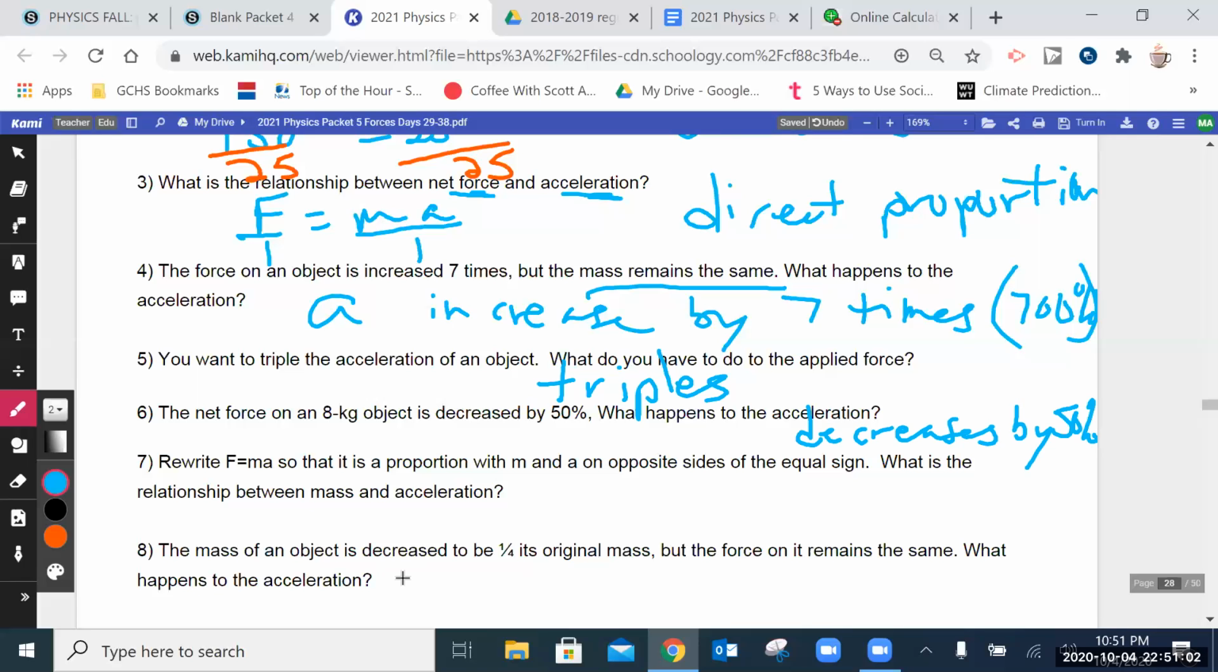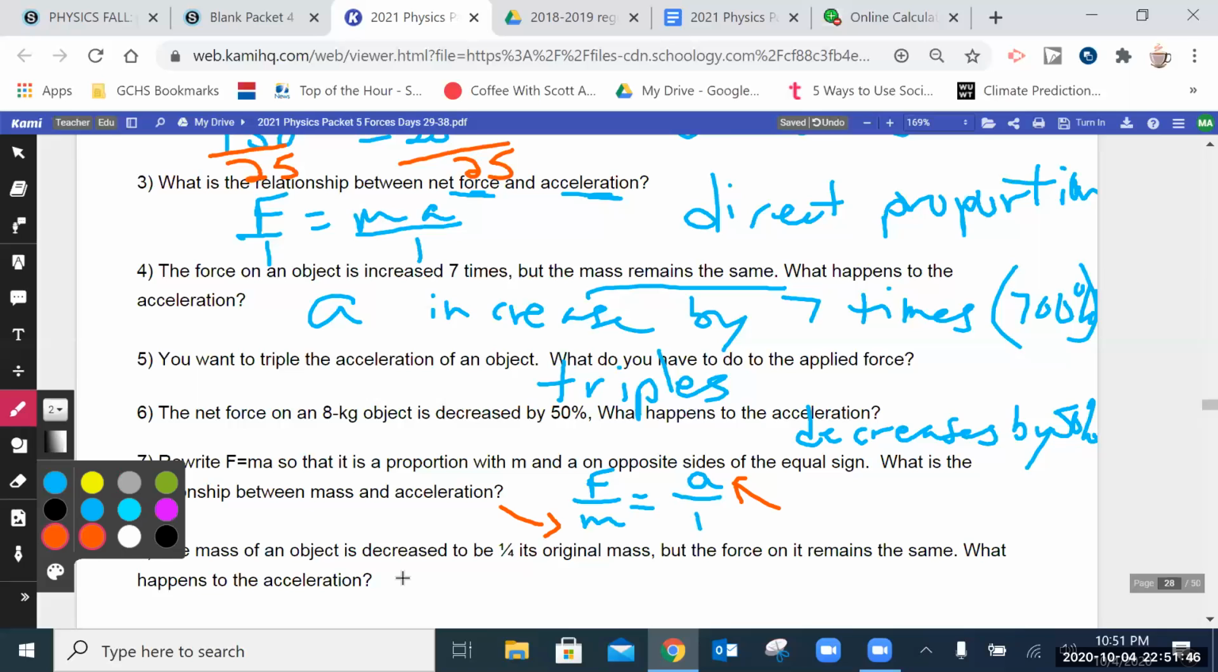Number 7, rewrite F equals MA so that it is a proportion with M and A on opposite sides of the equal sign. It's going to look like that. What is the relationship between mass and acceleration? Well, we can see here that mass is on the bottom and acceleration is on the top. They are on opposite sides of the fraction bars, and so therefore they change in opposite ways. If M decreases by 50%, then A increases by 50%.